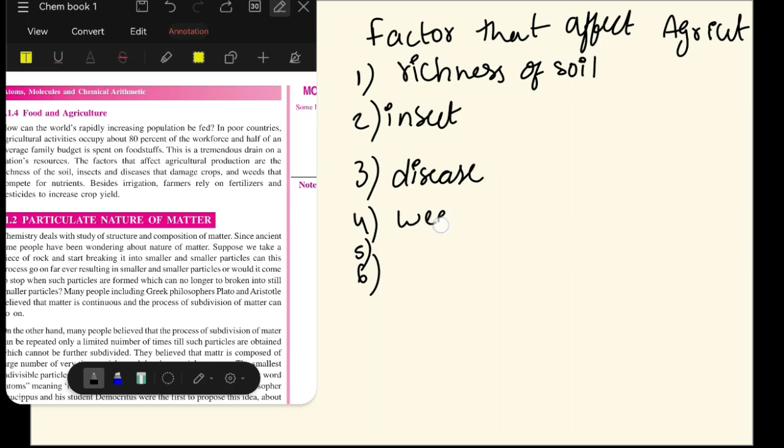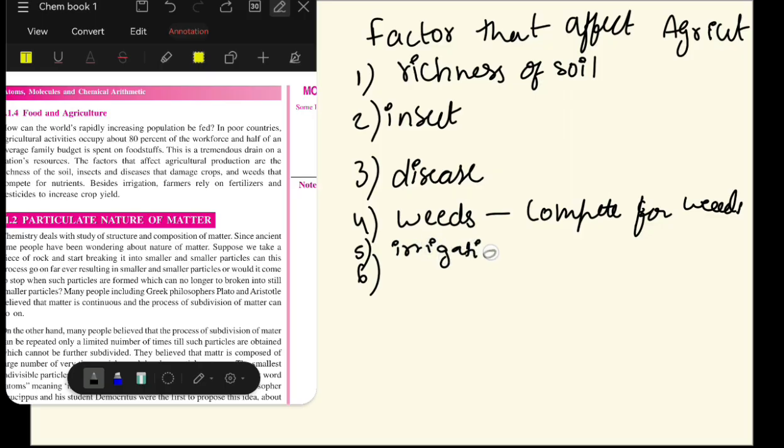Then we have weeds that compete for nutrition. What are weeds? Weeds are unnecessary plants that grow in a farm. They just take nutrition from the plant and kill the plant. And then we have irrigation. Irrigation means water supply. If there's no water supply, some plants will die. If there's too much water supply, some plants will also die. So it depends.